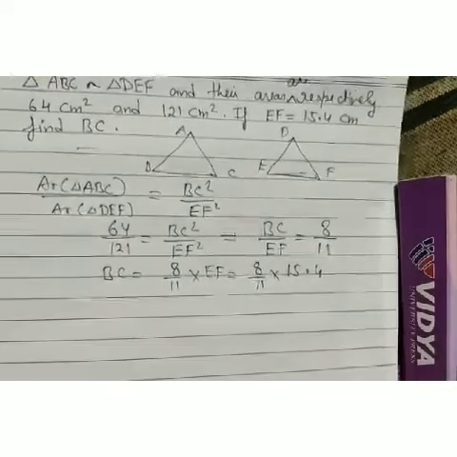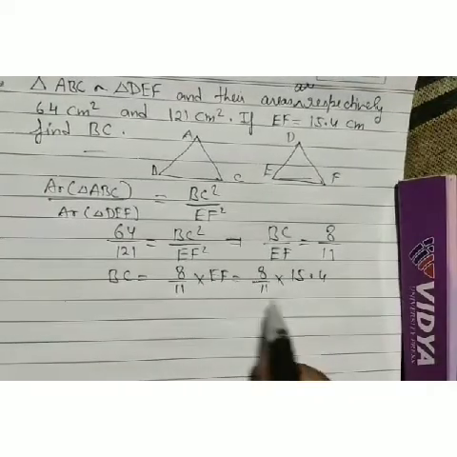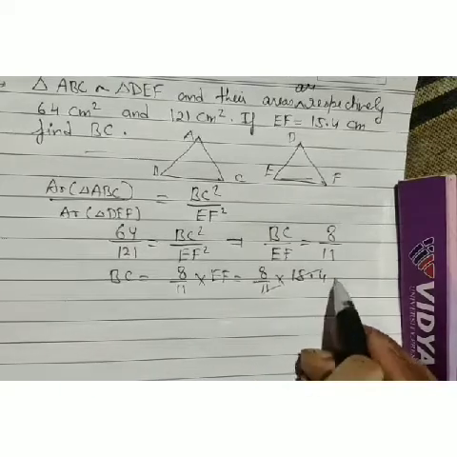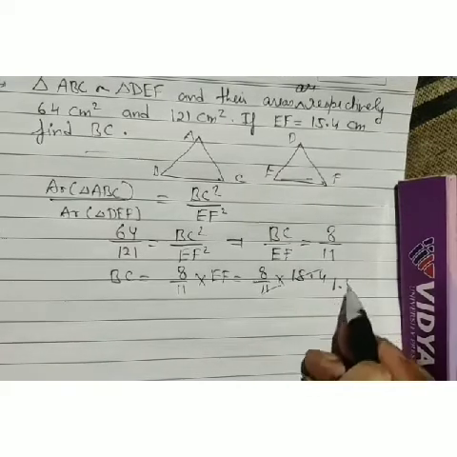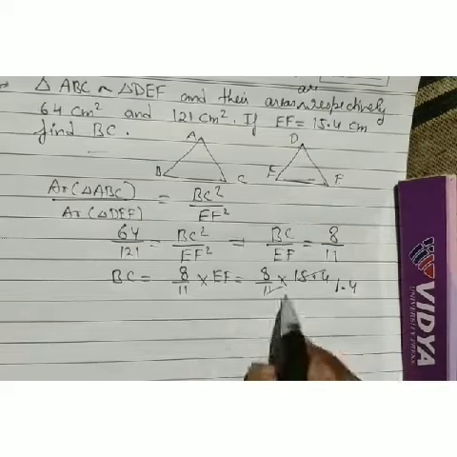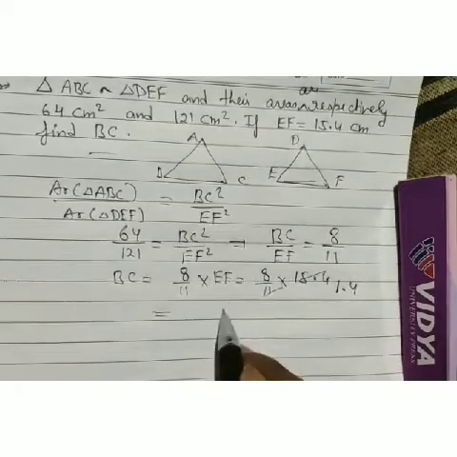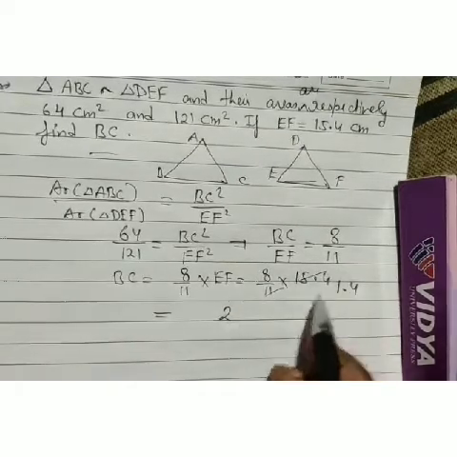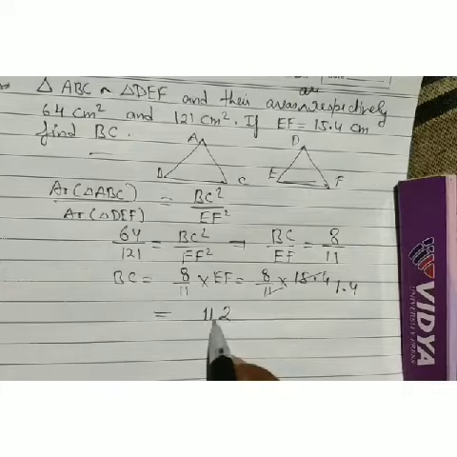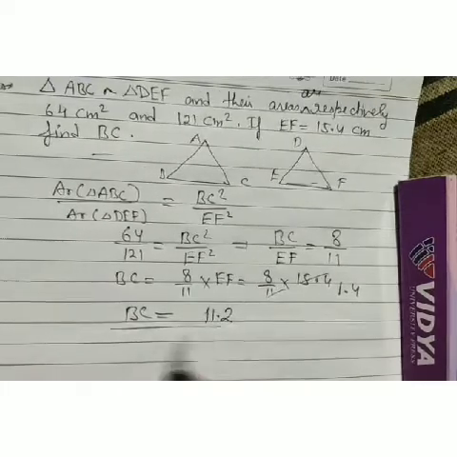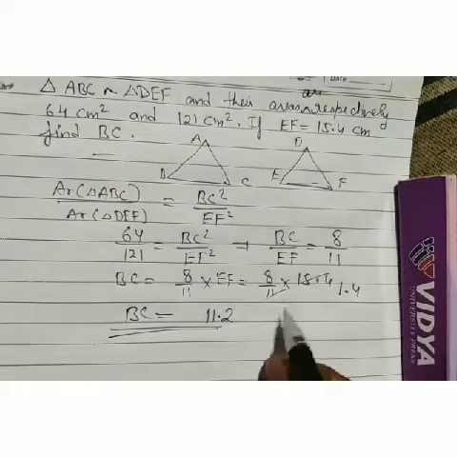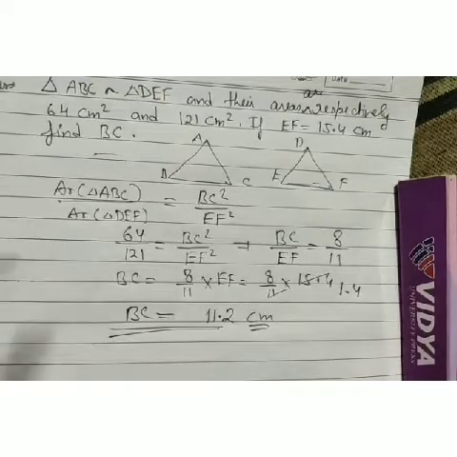15.4. Now we are going to solve it. 11 1, then 4 point, it's a 4. Then we are going to multiply 8 4 32, 3 8 1 8 9 10 11. Then we get 11.2. Now we get the value of BC: it's 11.2 centimeters.